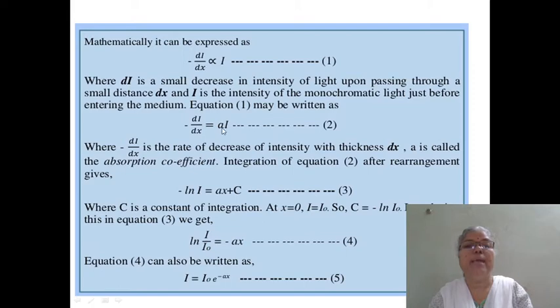In your book they have given the letter K. You may use any letter, and remember that this A is the absorption coefficient. The proportionality constant is also called the absorption coefficient. Again, minus dI by dx is the rate of decrease of intensity with thickness dx, and this proportionality constant A is called the absorption coefficient.